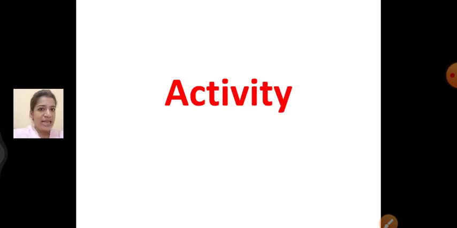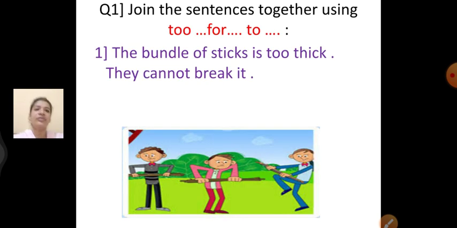Now children, let's do the activity part. Okay, are you all ready? You have to think it and reply, or you can take out your book. I'll wait for you. You can write the answer and then later check it. Again, the same exercise you're going to do, but here you are going to write the answer in your books. Now again the same heading, join the sentences together using too for.